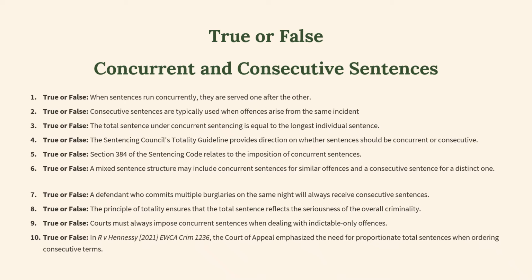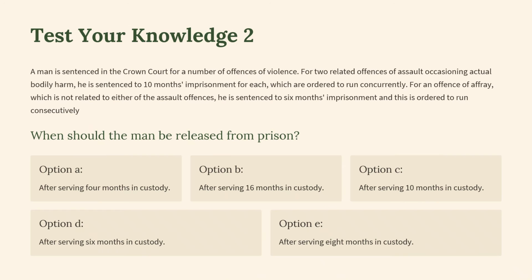Question 9, true or false, a court must always impose concurrent sentences when dealing with indictable only offences. And question 10, true or false, in R versus Hennessy, the Court of Appeal emphasised the need for proportionate total sentences when ordering consecutive terms. The answers are at the end of the class, and remember, you don't need to know the specific names of cases and codes, but I'm doing it just for your information.